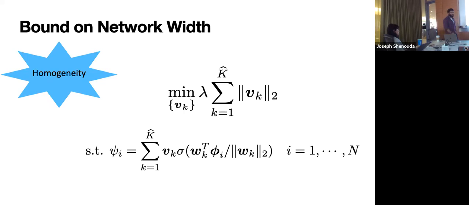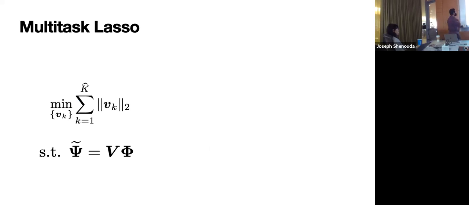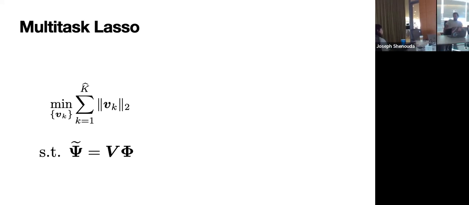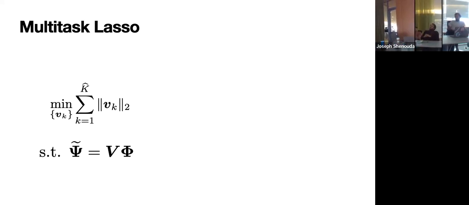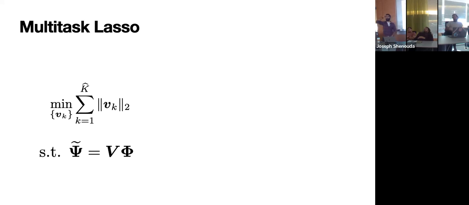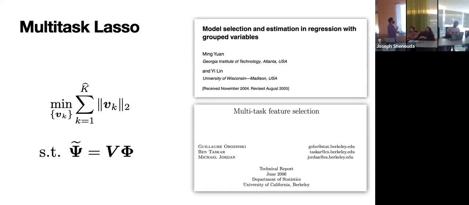Okay, and so now what's pretty interesting is that this problem here can be written in a more compact way, and it relates to an older problem known as the multitask lasso problem or group lasso regularization. And the question essentially boils down to, if I want to solve this problem, how many neurons or how many K hats do I need, basically? So it's like you're trying to find some kind of sparse representation. And this problem is kind of an old problem.